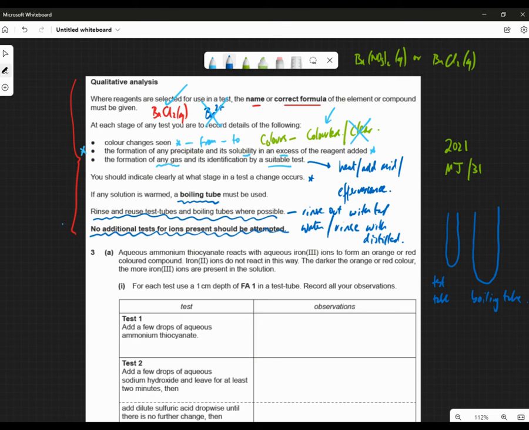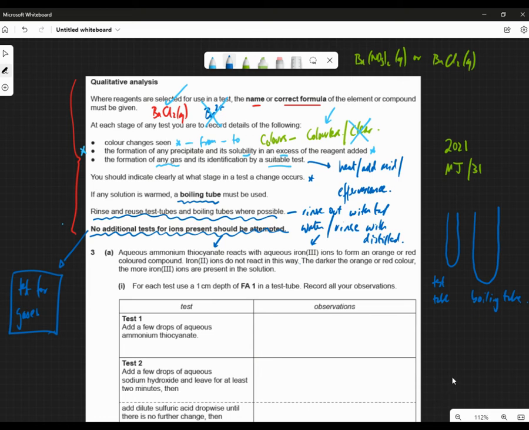The only thing that might confuse you here is you've got to test for gases, and they don't necessarily tell you what tests to do, but you've got to use your common sense and test for the most appropriate gas. Ammonium thiocyanate reacts with iron 3 ions to form an orange or red coloured compound. Iron 2 ions do not react in the same way. The darker the orange or red colour, the more the iron 3 ions are present in solution.